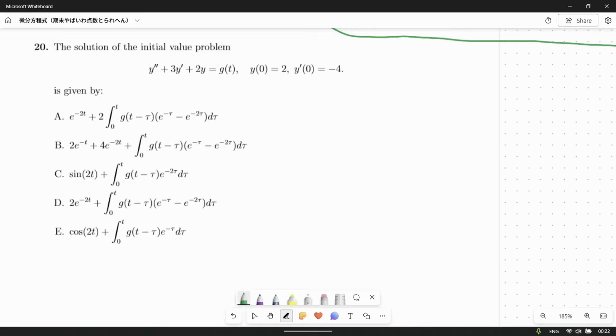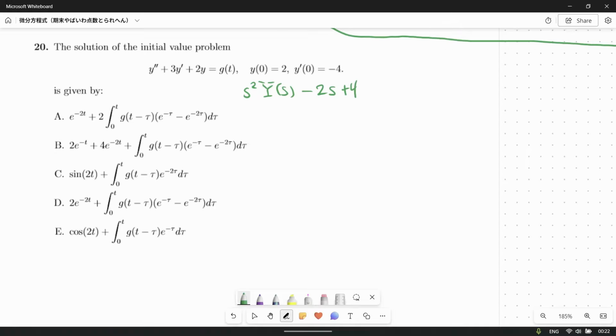So going from left to right, the Laplace transform of y double prime in this case, if you look at your Laplace table, that's going to end up being s squared times capital Y of s minus our first initial condition of y of 0 is equal to 2 multiplied by s, and then our other initial condition of y prime of 0 is equal to negative 4, so that's just going to become a plus 4.